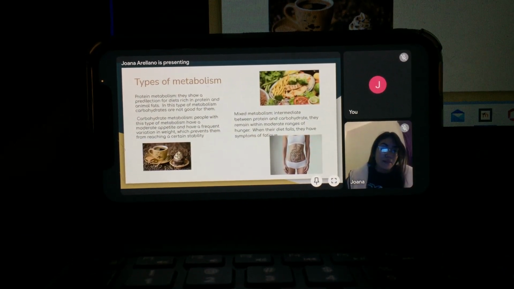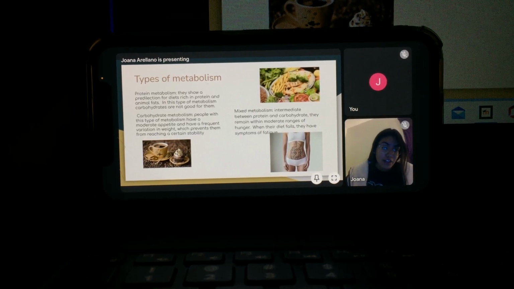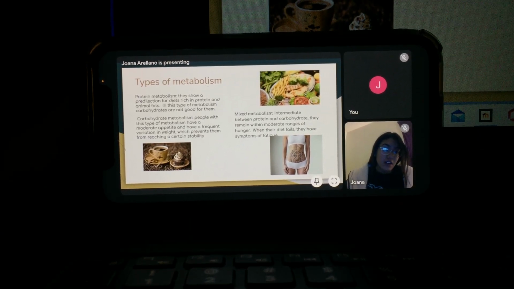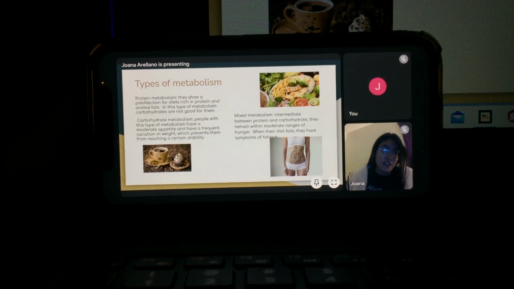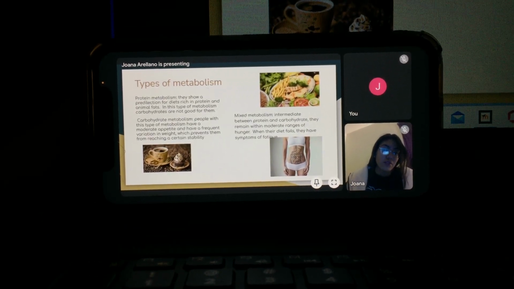The types of metabolism are protein one, that they show a predilection for diets rich in protein and animal fats. In this type of metabolism, carbohydrates are not good for them.